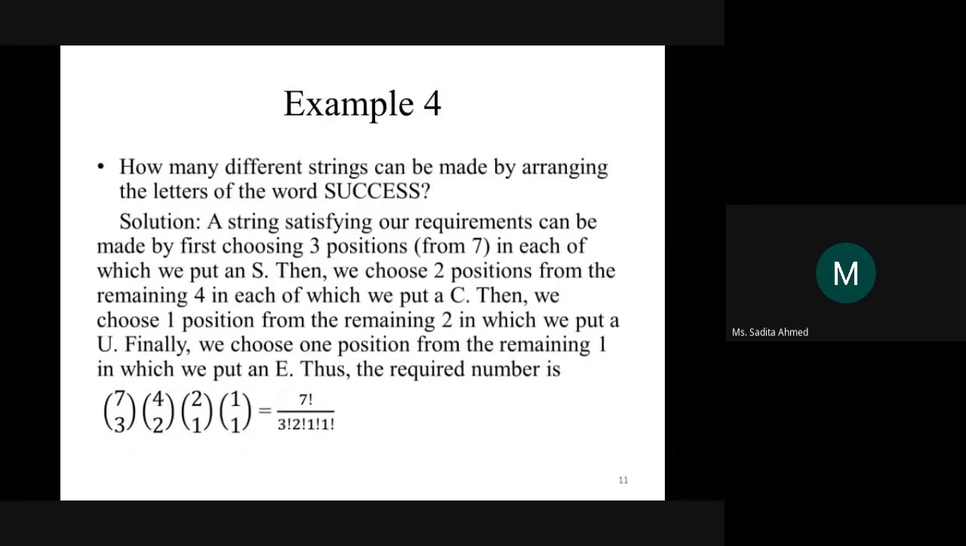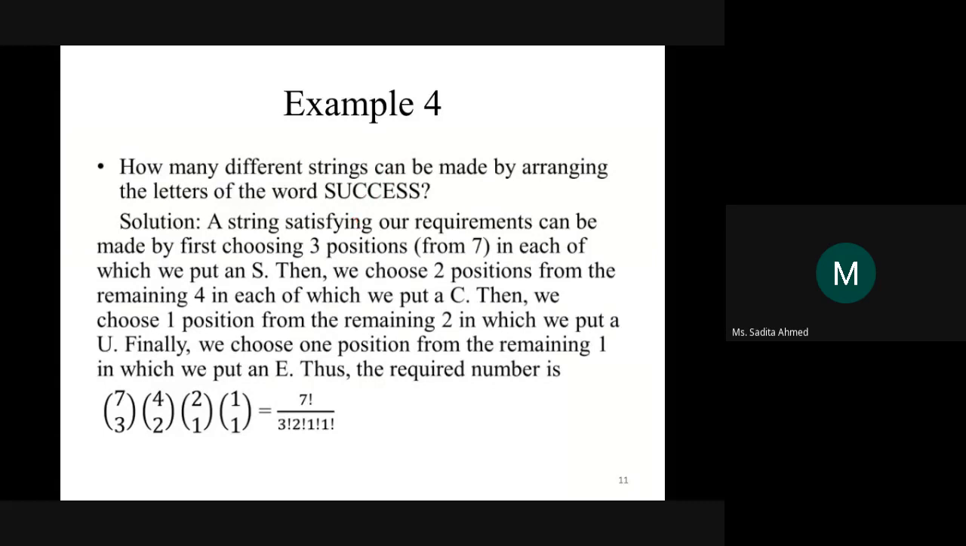So basically, we don't actually have 7 options to choose from anymore, do we? We have now 4 options to choose from. 7 less 3, so 4 options. So the number of ways to place C in this string, what is that, guys? The number of ways to place C. 4C2, yeah. 4C2, exactly.